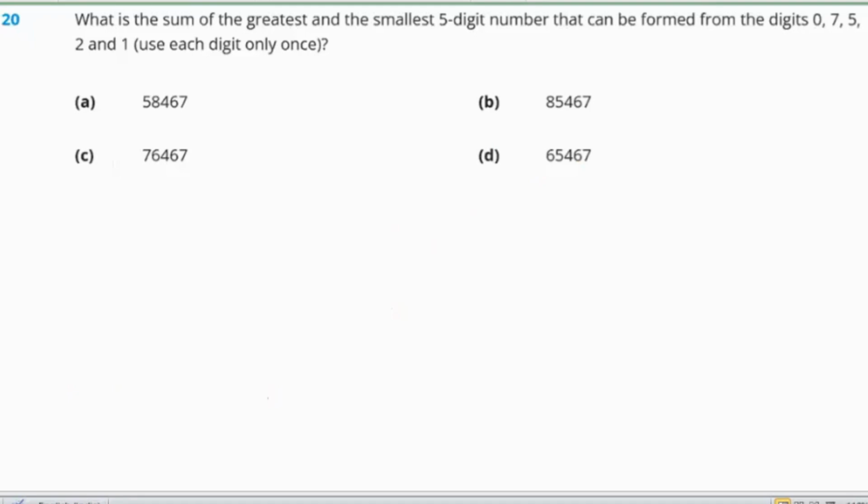Now let's move towards question number 20. Question number 20 is saying: what is the sum of the greatest and the smallest 5-digit number that can be formed by using the digits 0, 7, 5, 2, 1? So by using these digits, what is the greatest number that we can form? The greatest number we can form is 75,210. And if we are talking about the smallest number that we can form using these digits, what has to be it?